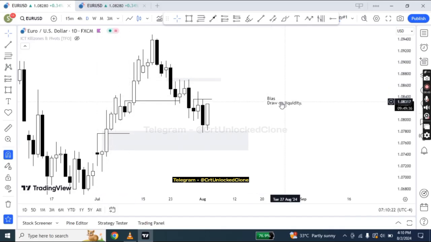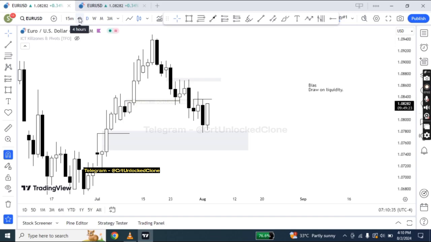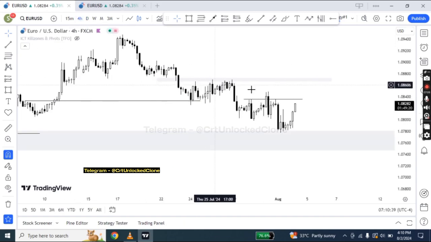Now we're going to move on to the 4-hour time frame to find a CRT there and then position ourselves in that CRT towards the higher time frame drawn liquidity and then potentially trade it on the 15-minute time frame or the lower time frame based on time frame alignment. So let's go down to the 4-hour time frame and see what we've got there.